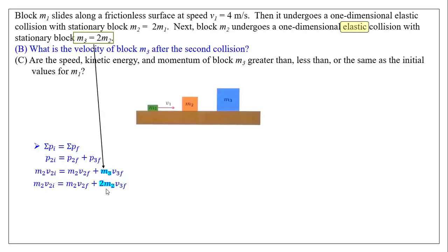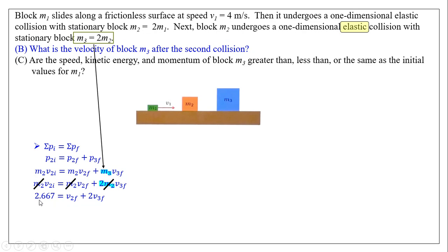So instead of writing M3, I'll just write what it is, which is 2 times M2, whatever M2 is. As you can see here, similar to part A, the masses will cancel out. In this case, it would be M2 because it appears in every term. So the only thing left is V2I, V2F, and then 2 times V3F. But V2I I already found using the previous answer in part A. We found that after the first collision, M2 will move to the right at a rate of 2.667. That's where that comes from.